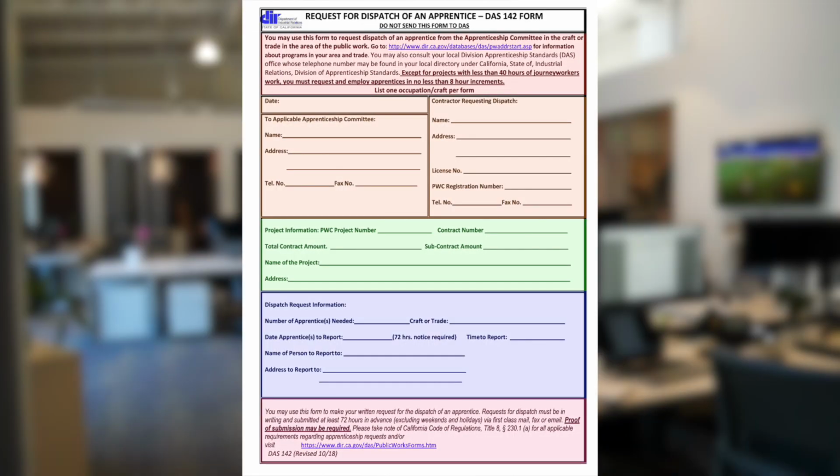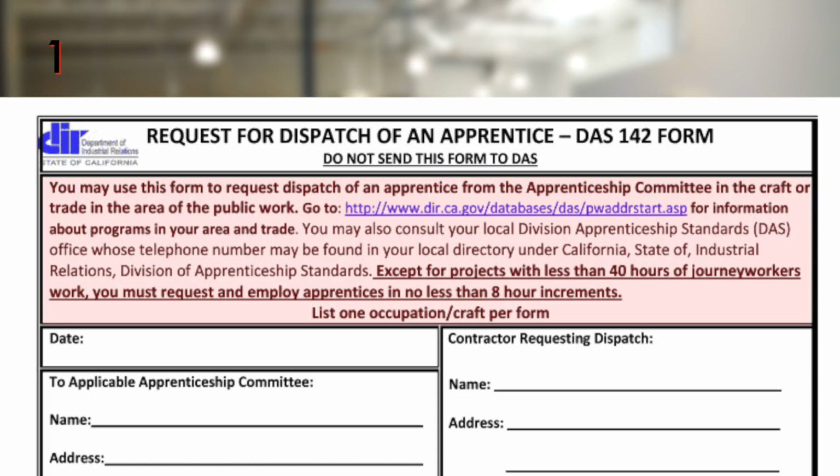With that being said, let's go over the DAS142. For the purpose of this video, we'll be splitting it up into 5 sections. The first section of this form outlines the website contractors can use to verify where the form can be sent. It also references the increments that you must hire an apprentice under.